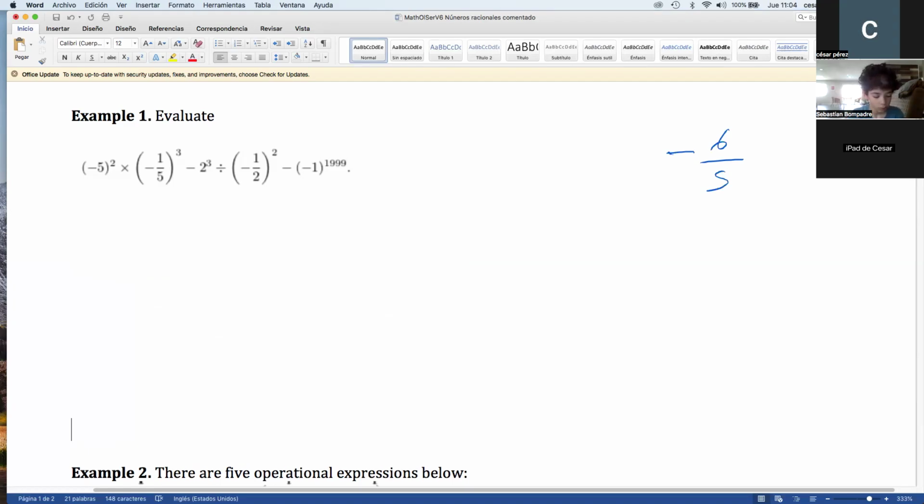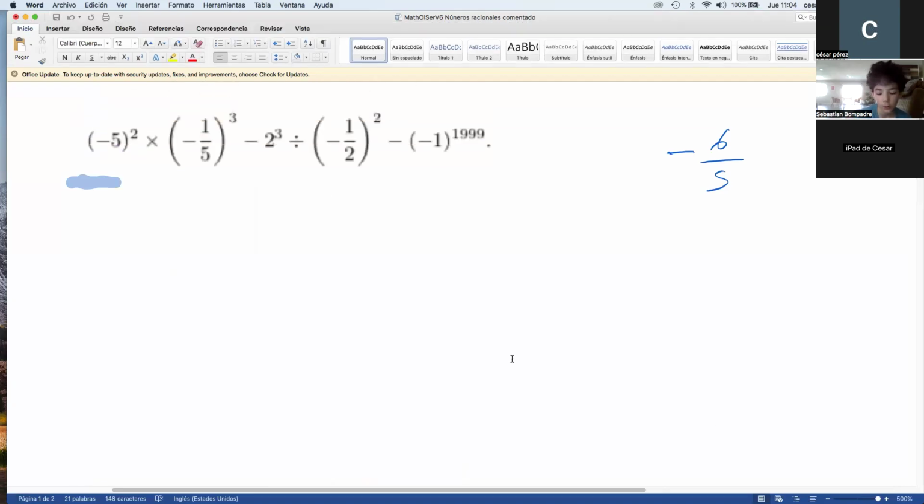This will be -5 squared. What do we get here? We get 25, or 5 squared. Okay, 25, times this one, -1 over 125. Okay. I'm going to write here the negative, and 125.